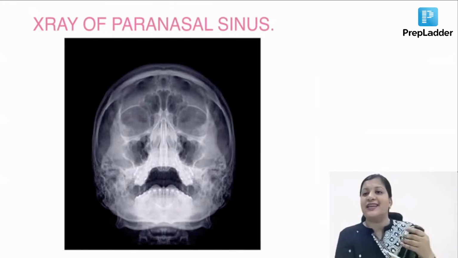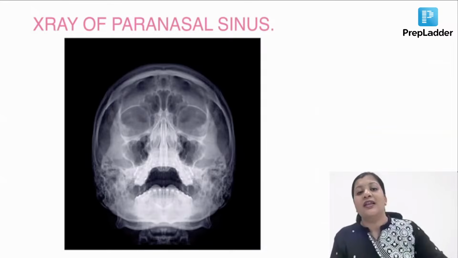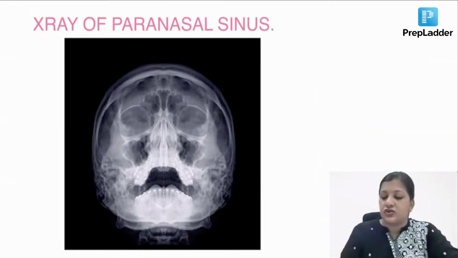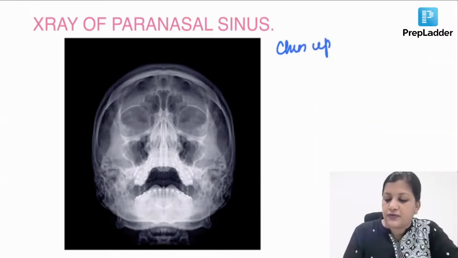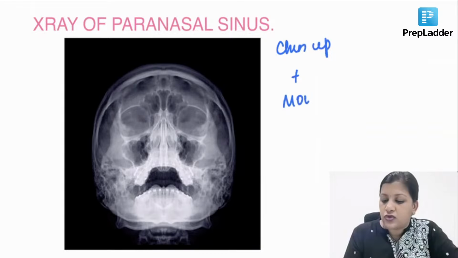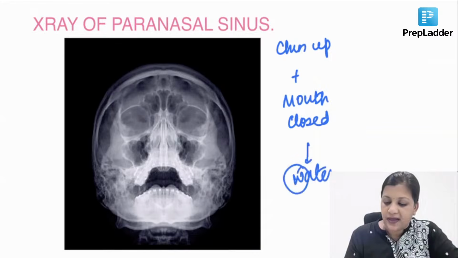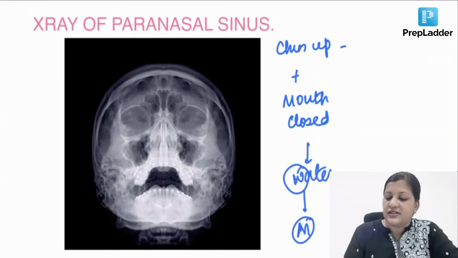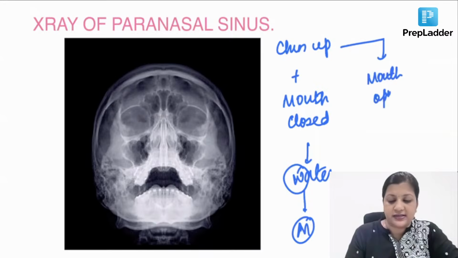Yes. So since everything is going well, let's do the imaging. This image is showing to you occipitomental view where the chin is up. So whenever you have this chin up position plus mouth closed, then you say that it is the Waters view, and Waters view is the best view for which sinus? Maxillary sinus. But if the chin up is with mouth open, then what will you call it as? Then you will call it as Pierre's view.